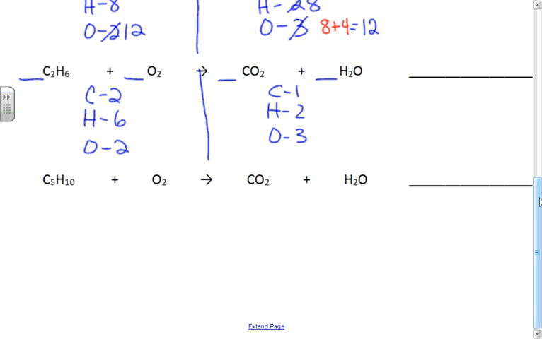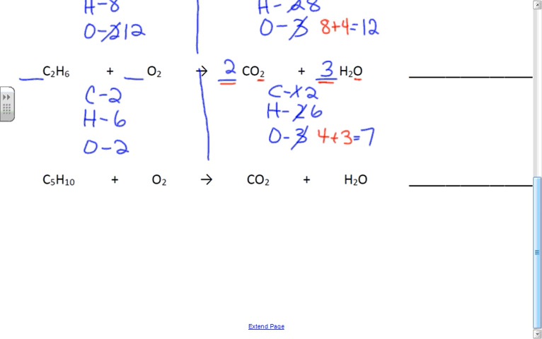Make sure the carbon is balanced first. We need 2 of them, so we'll put a 2 out front. For hydrogen, we need 6, so 2 times 3 will get us that 6. And then look and see how many oxygens we have. We've got 2 times 2, so we've got 4. We've got 3 times 1, 3. So whenever we add those together, we no longer have 3. Now we're going to have 7.